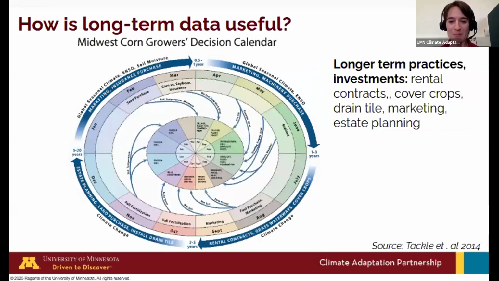Again, this is a pretty busy graphic, but I just threw this in the presentation to remind people of the number of decisions that farmers have to make. This is showing you what timelines farmers typically make certain decisions on, what months they might make those decisions. But the big takeaway from this graph is that longer term practices or big investments such as rental contracts, cover crops, drain tile, marketing, and estate planning are decisions that are made on a 1 to 3 year timeline, a 3 to 5 year timeline, or a 5 to 20 year timeline. That, again, probably doesn't surprise anybody who works in agriculture, but it has connections for how we can think about using this long-term data.